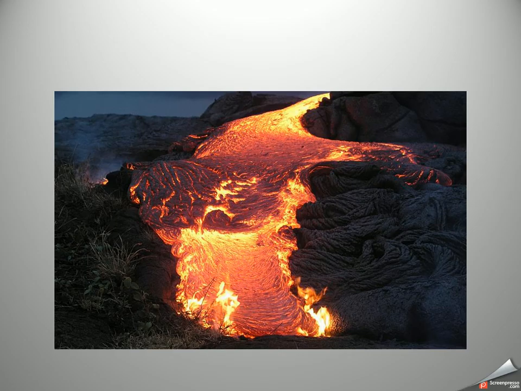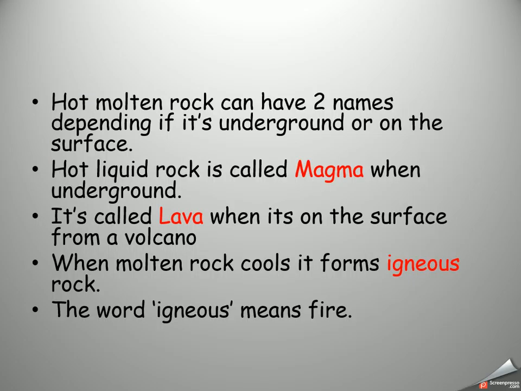That's essentially what's happening. Okay, so hot liquid rock is called magma when it's underground. When it's overground, it's called lava. And when all of that rock cools, it forms something called igneous rock. Now, the word igneous comes from the Greek word for fire, so you can really call it fire rock. So as soon as this hot liquid rock cools, it forms rock, and that is going to be igneous rock.